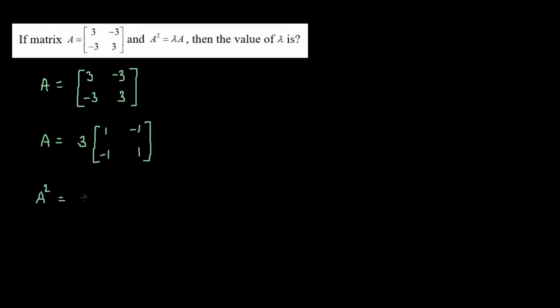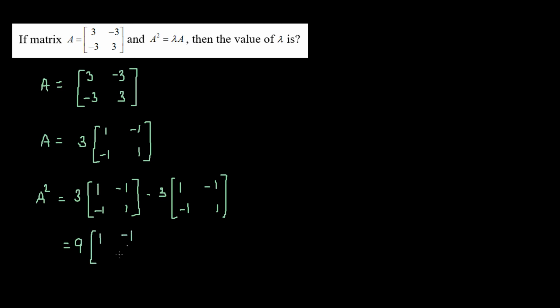So A squared will be A multiplied by itself. So we write down the matrix 3 times [1, -1; -1, 1], and then multiply it by itself, [1, -1; -1, 1]. So that should give us 3 times 3, which is just the scalar multiplication, that is 9. And we have to multiply [1, -1; -1, 1] by itself, which is again [1, -1; -1, 1]. So A squared is equal to 9.